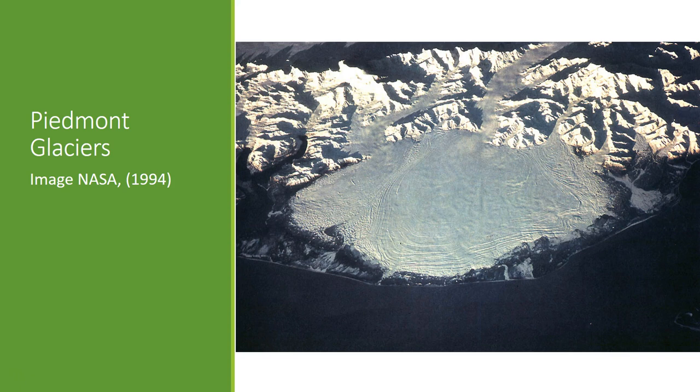Piedmont glaciers are lobe or fan-shaped glaciers that flow out onto glacial outwash plains without reaching water. This image, taken in 1994, shows the Malaspina Glacier in the St. Elias National Park in Alaska.